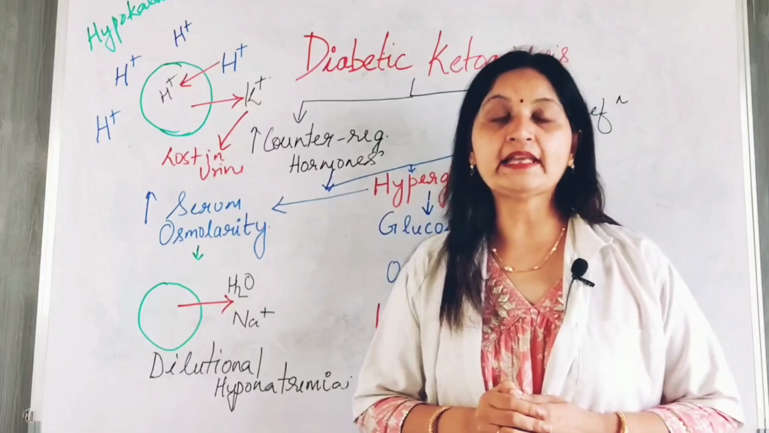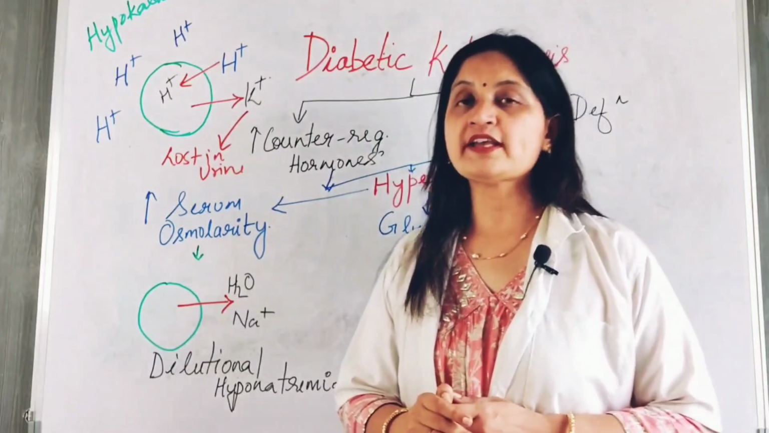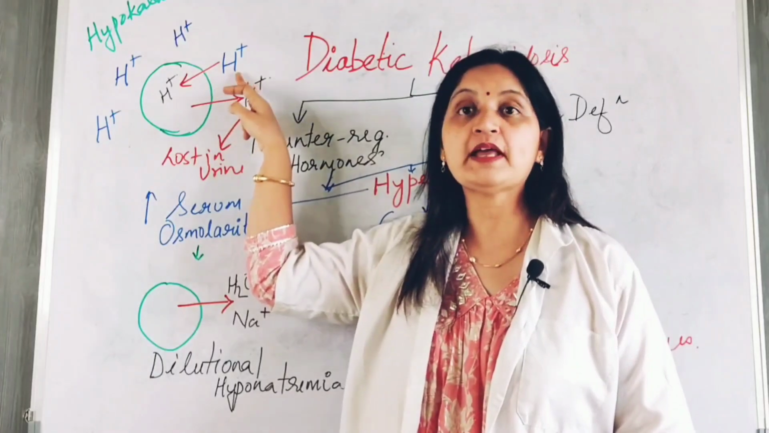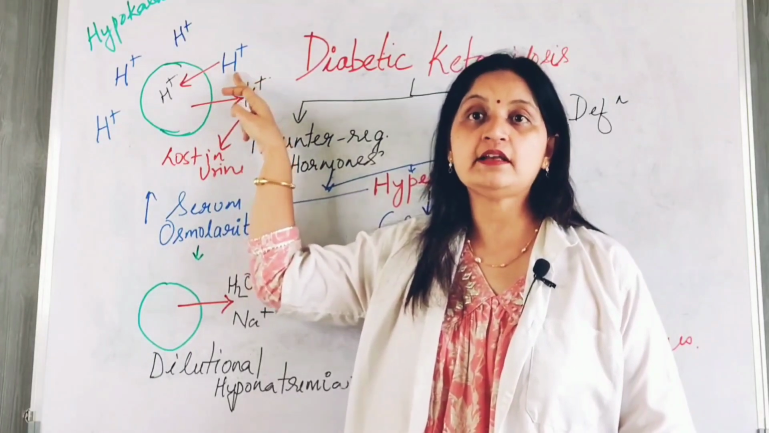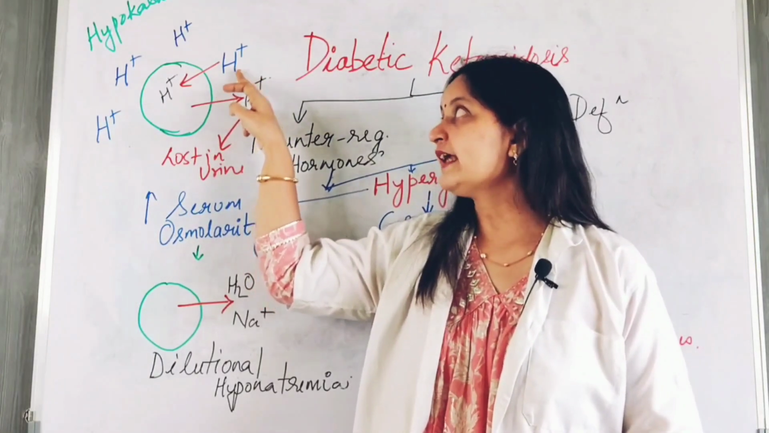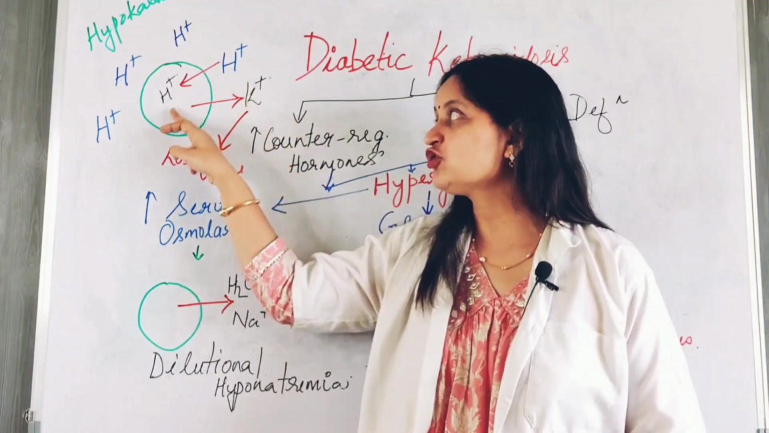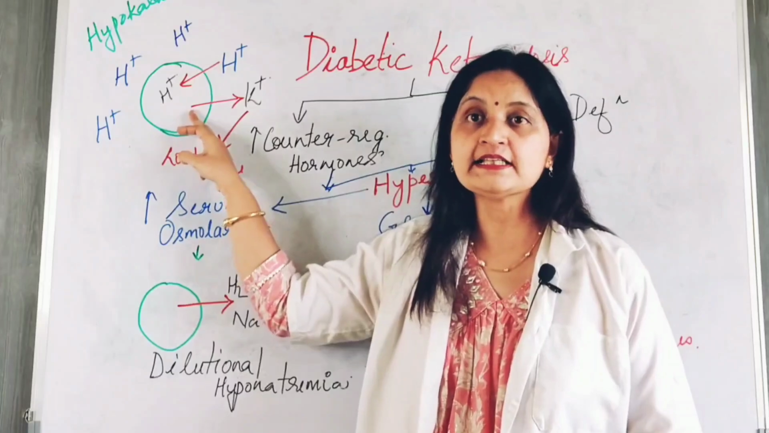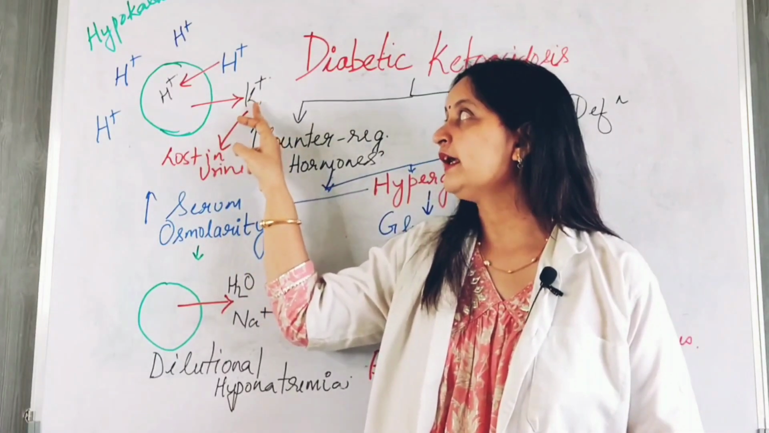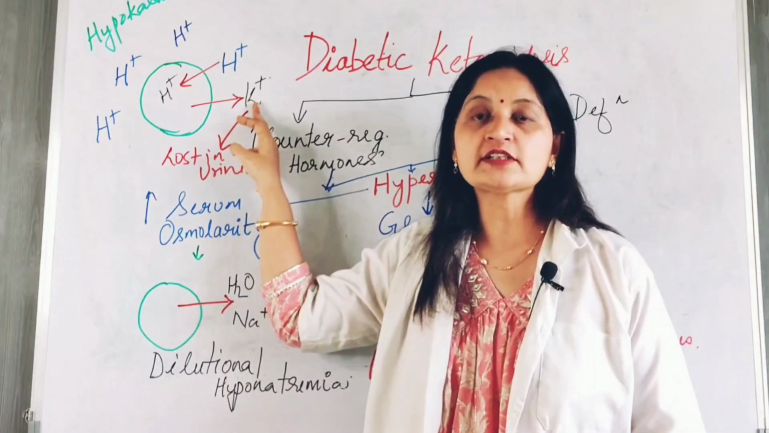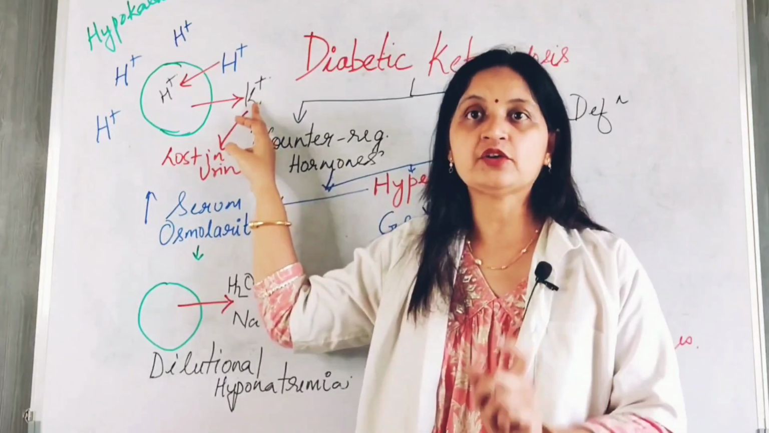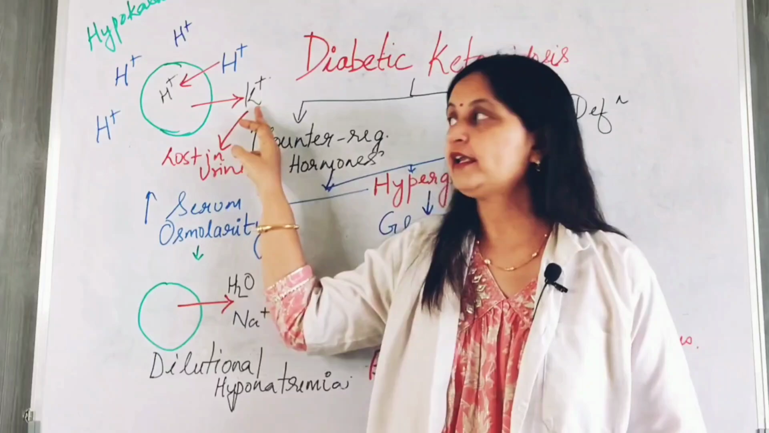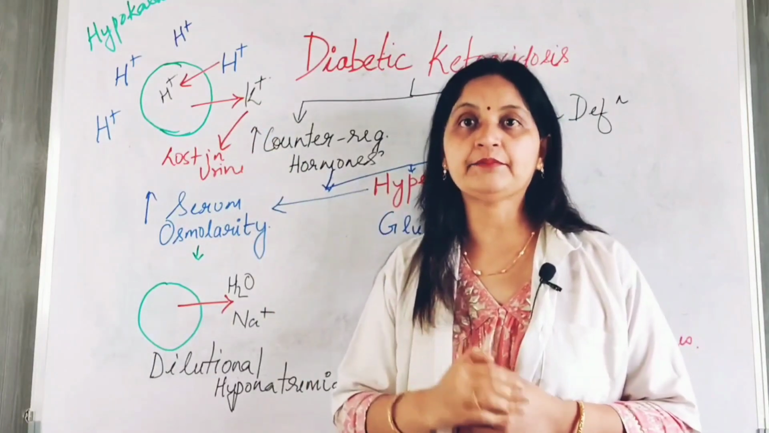So how does hypokalemia occur? Now because of ketoacidosis, there is metabolic acidosis and there is accumulation of H plus ions in the extracellular compartment. And these H plus ions are exchanged for potassium ions. So potassium moves out from the cells into the extracellular compartment, and it is lost in urine because of osmotic diuresis. So there is loss of potassium in urine because of osmotic diuresis, leading to hypokalemia.